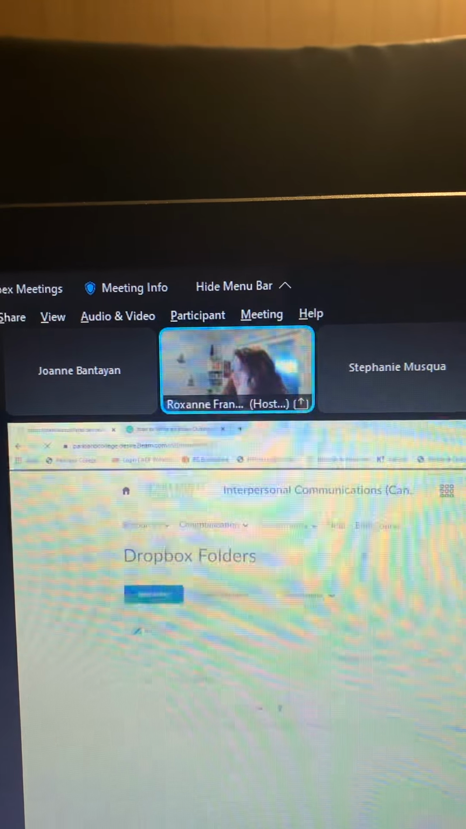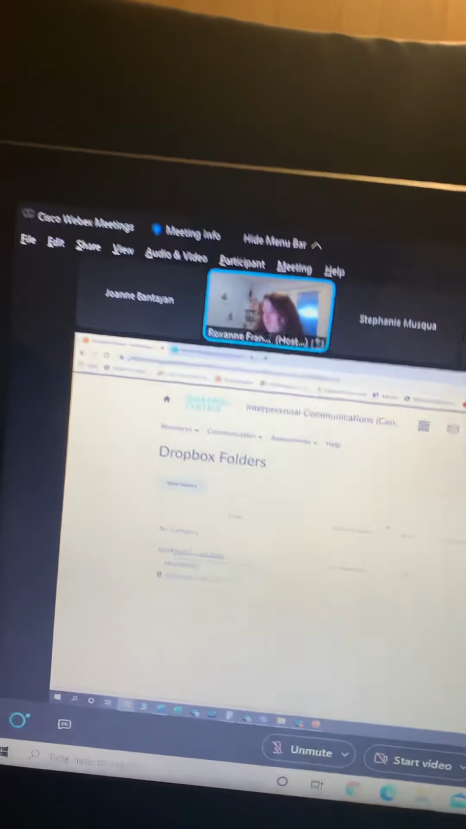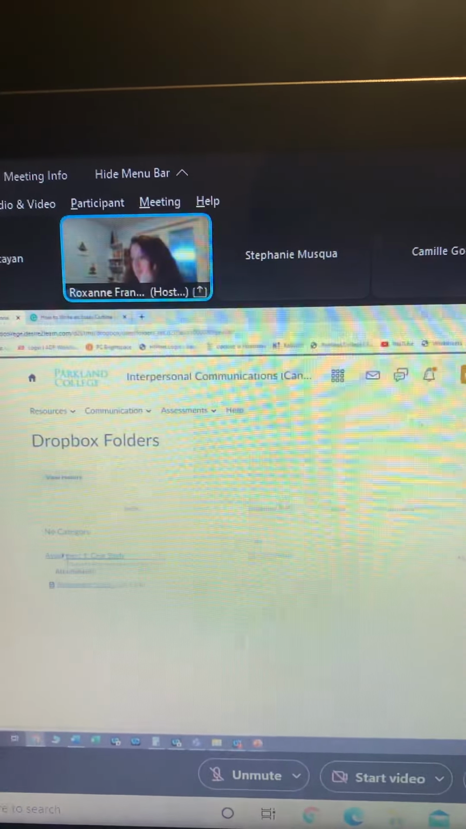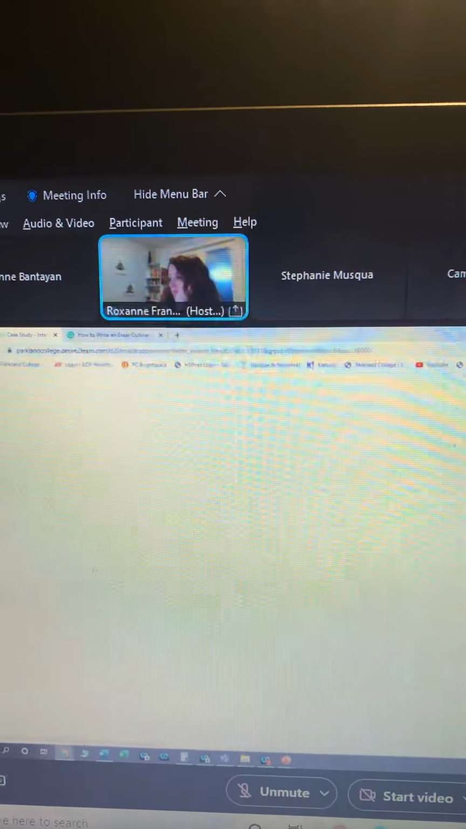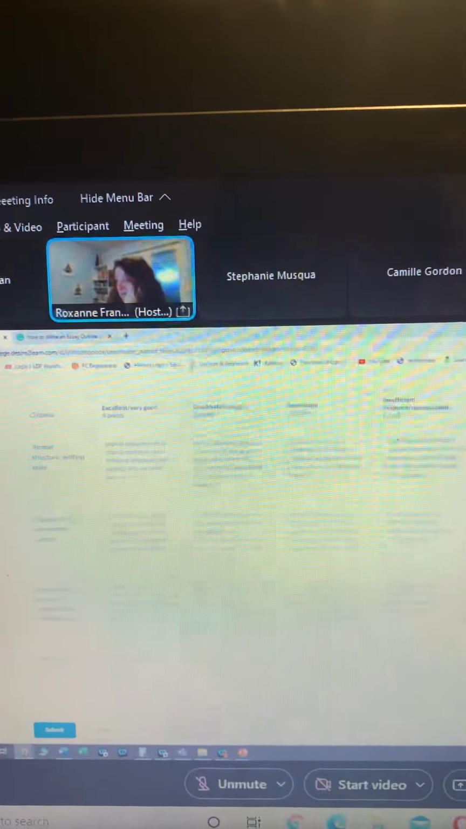Hang on, let me show you what it looks like from a student's perspective. So when you go to assessment, then Dropbox, then you click on the case study, where it says assignment 1: case study, and then this comes up. You can actually just print this. There's a little spot that says print rubric.